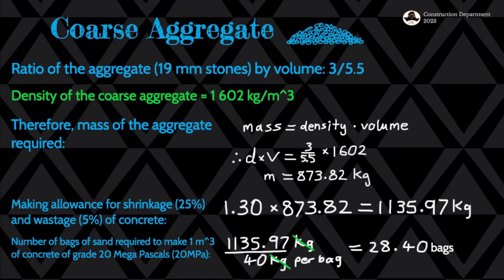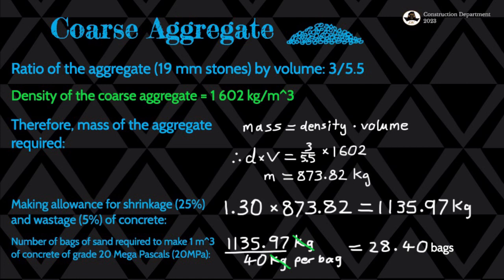So it's then 1.30 multiplied by the mass, and again we get 1,335.97 kgs. We divide by the 40 kilograms according to our quotation, and then we get the 28.40 bags of coarse aggregates that we need in order to mix with the other bags of sand and cement to get the 20 MPa concrete. So I hope you have understood this section.